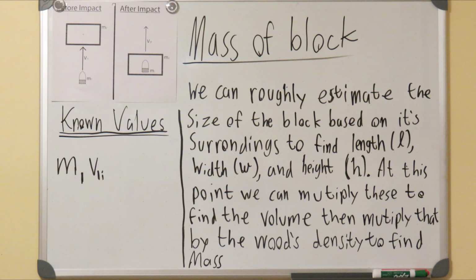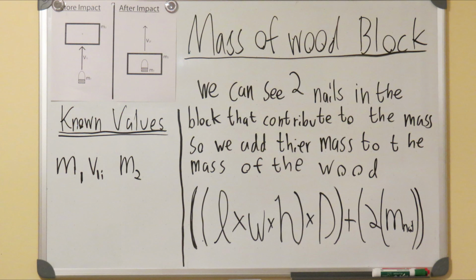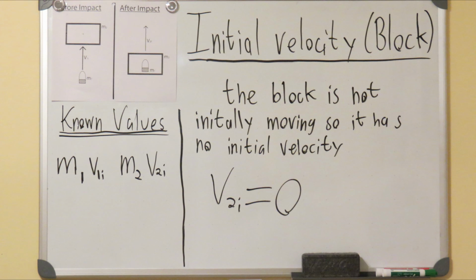We can roughly estimate the size of the block based on its surroundings to find length, width, and height. At this point, we can multiply these to find the volume, and then multiply that by the wood's density to find mass. We can see two nails in the block that contribute to the mass, so we add their mass to the mass of the wood. The block is not initially moving, so it has no initial velocity.